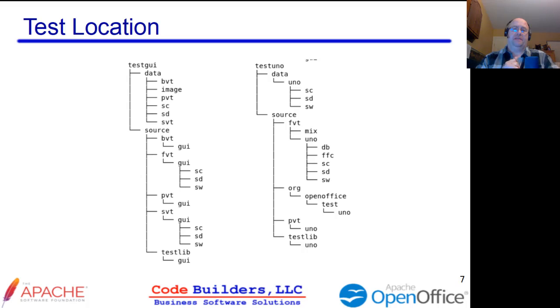Okay, so the next thing I want to talk about is the location of the test. In the repository, if you go into the test directory, right under that, you'll see some directories like test GUI, test Uno, things like that, like are shown here. So there's GUI test, where you're using the UI map, and I'll discuss that in a minute.